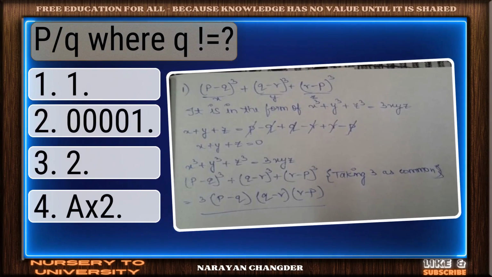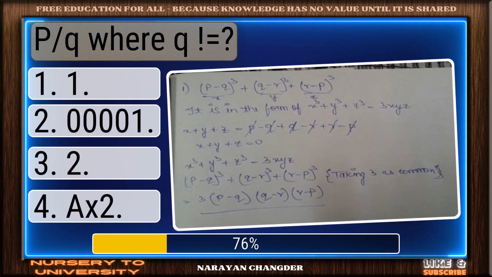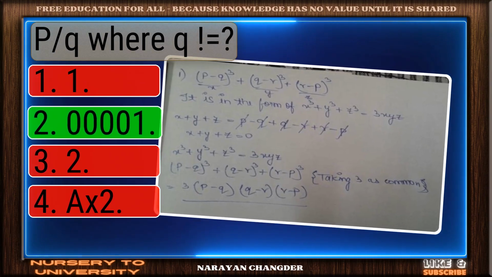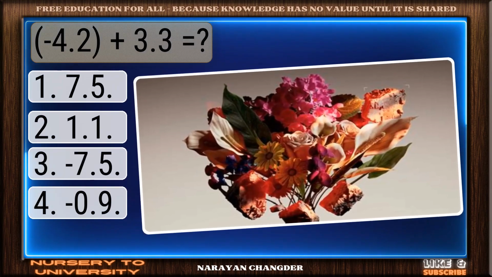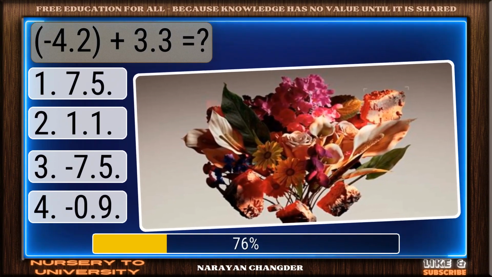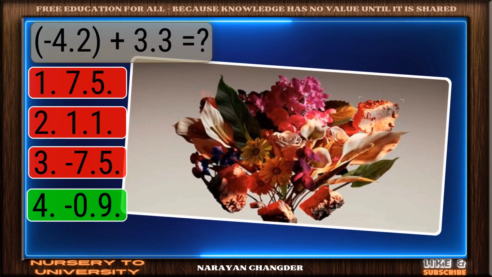Question number 236. Peter where Q equal to? Nice selection. Ovaltosel 1 is the correct and valid answer. Question number 237 plus 3.3 equal to? Smart move. 0.9 is an accurate answer.